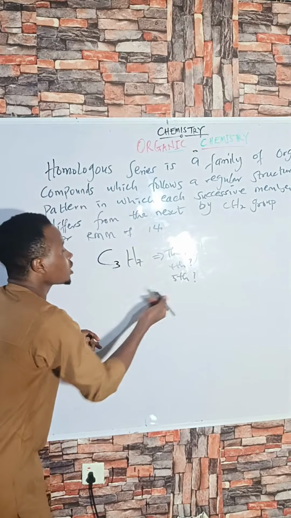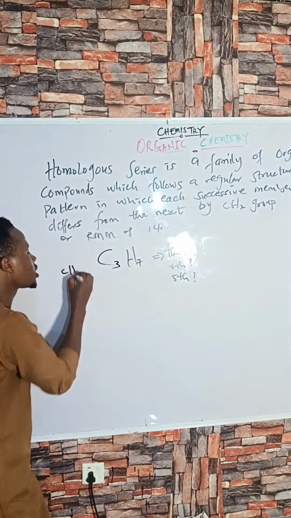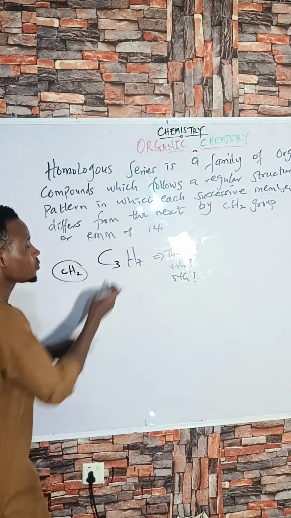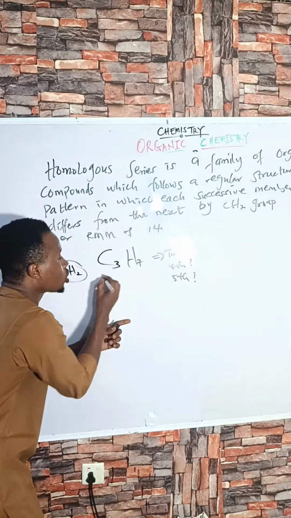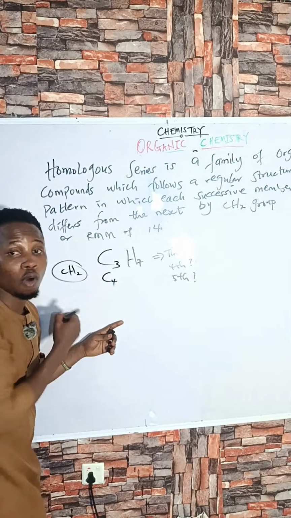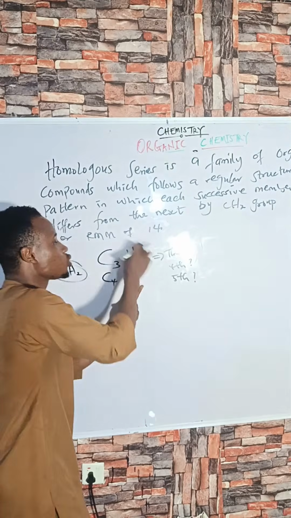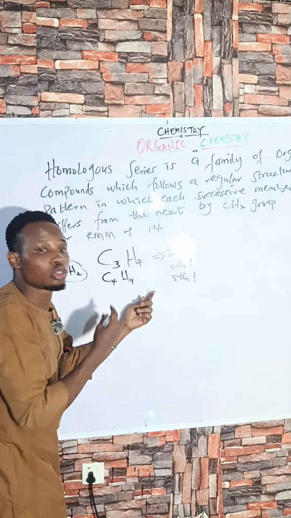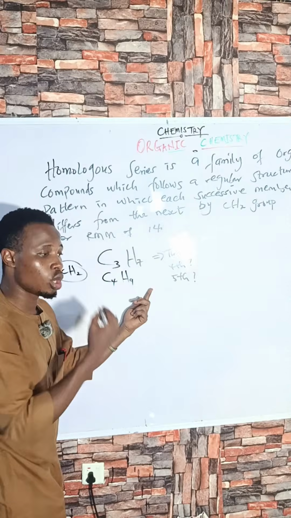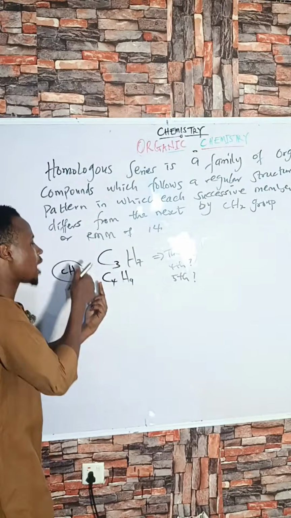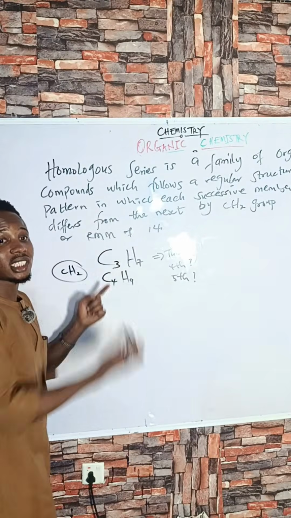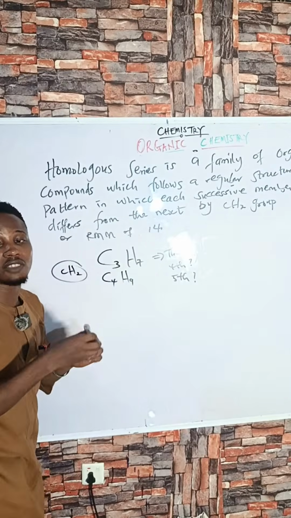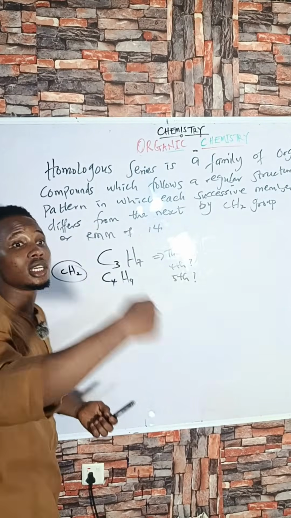Now, the next member should increase by what? CH2. So when I add C to C3, it becomes C4. When I add H2 to H7, it becomes H9. So the fourth member is C4H9. Let's go to the fifth member. I'm going to add CH2 to the fourth member since that is the successive. What does successive mean? The one that follows the next one. They are following each other.